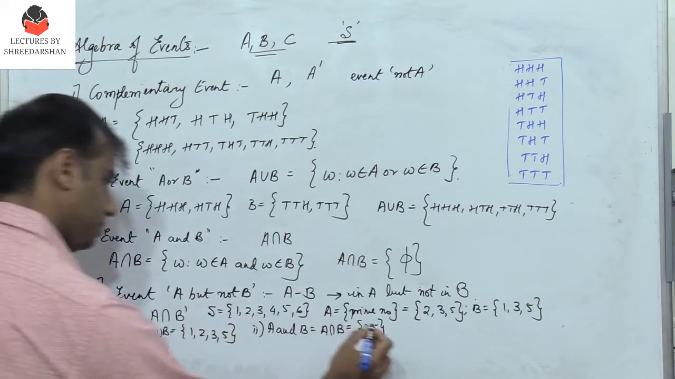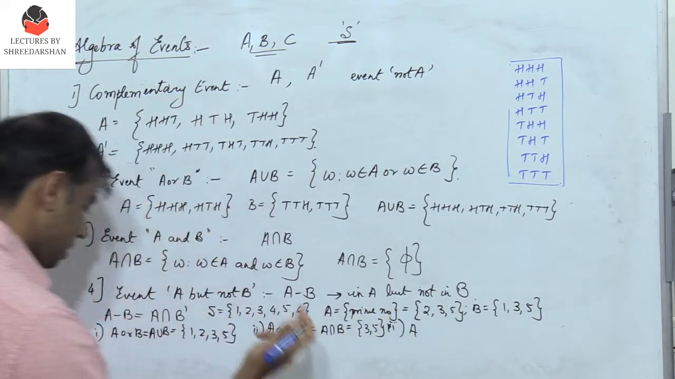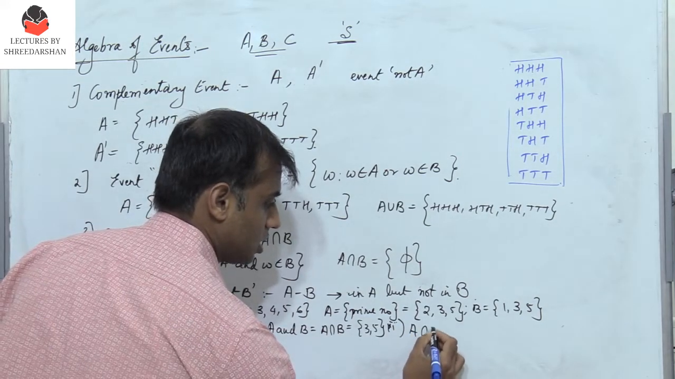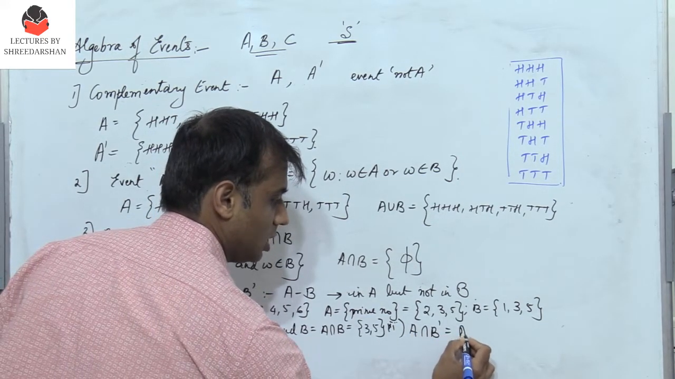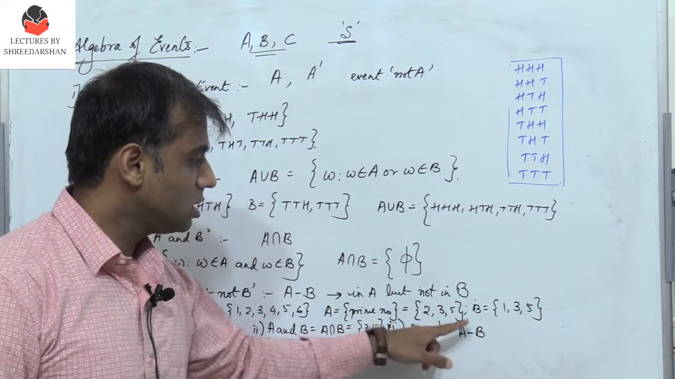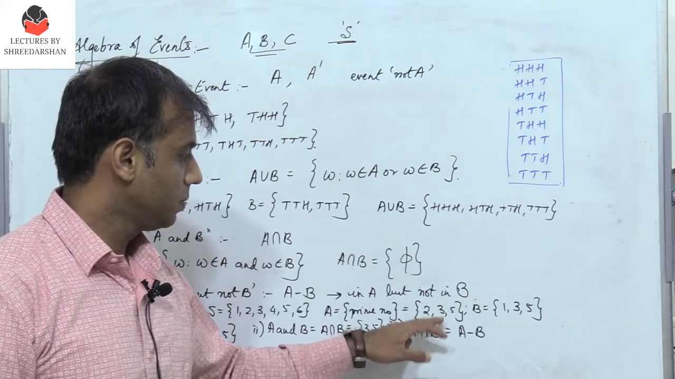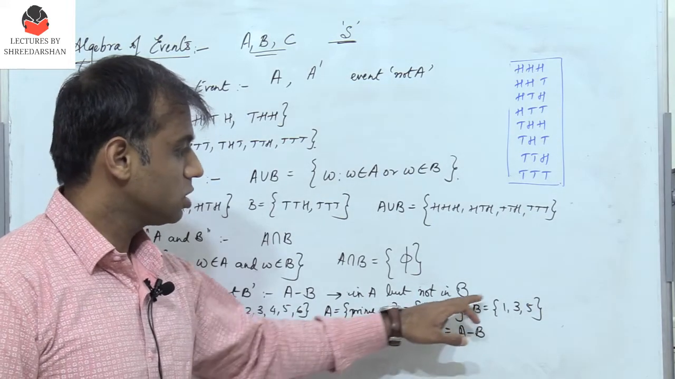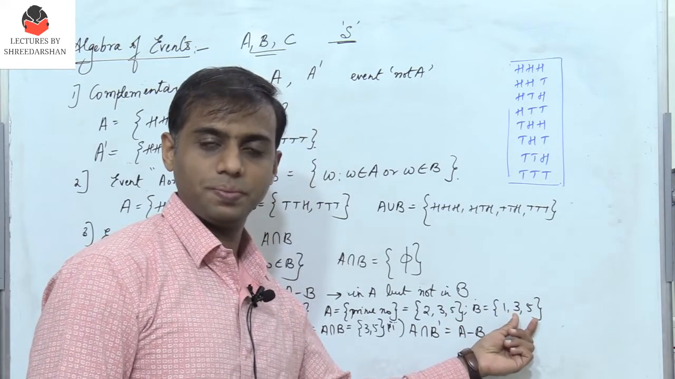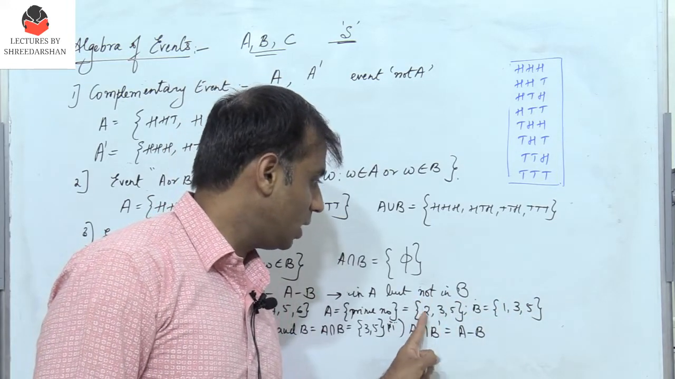Then the third one, A but not B. This is A intersection B complement, which is nothing but A minus B. So what is there in A but not there in B? I have 3, 5 which is there in B. But what is there in A which is not in B?